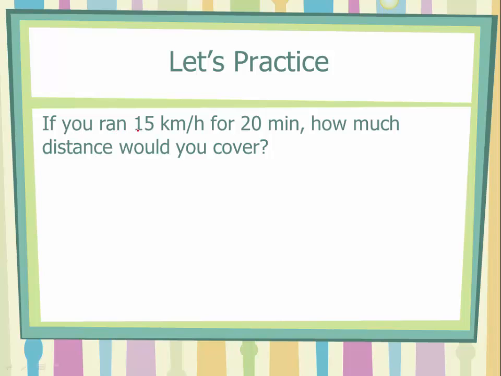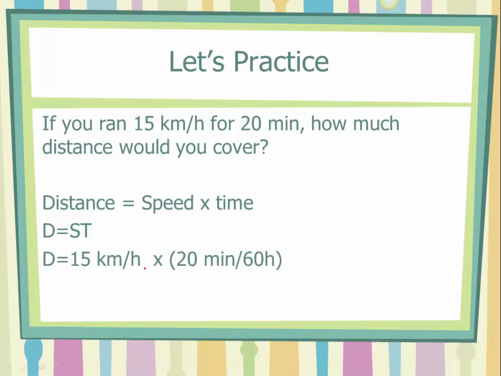If you ran 50 kilometers per hour for 20 minutes, how much distance would you cover? You have distance equals speed times time. We just manipulated that first equation to now solve for distance. Now we just have to plug in our numbers, but if you look, here we're in minutes, here we're in hours, so we do have to add in that calculation to convert it. At the end here you get that he covered 5 kilometers.